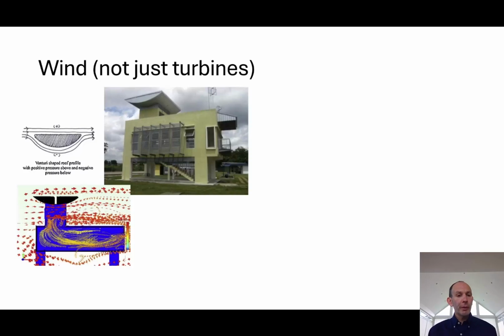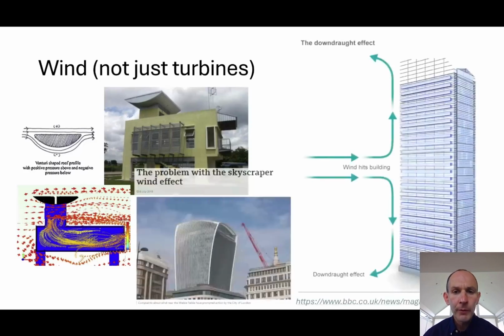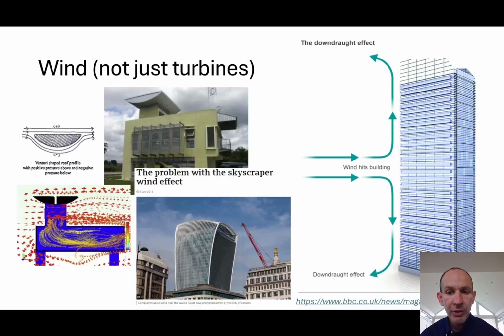Wind just doesn't have to be a turbine. It can be something like a cleverly designed roof, which works on the Venturi effect, where you've got high pressure and low pressure, and it produces very strong airflow as a result of different pressure systems. So that might also tie in to how buildings are actually designed.